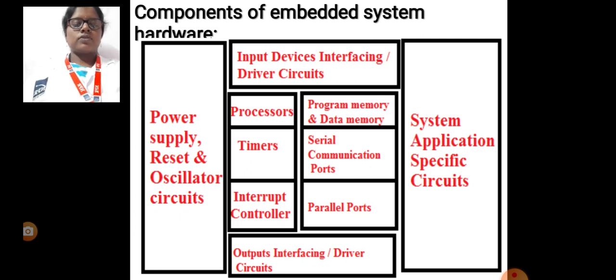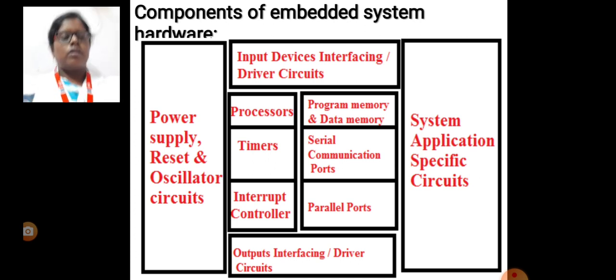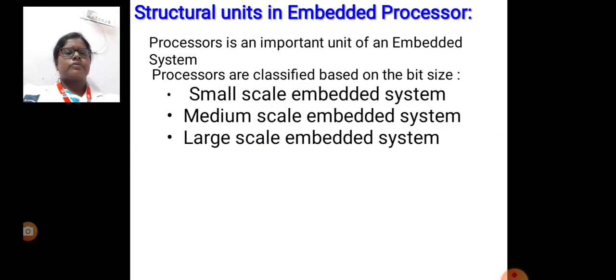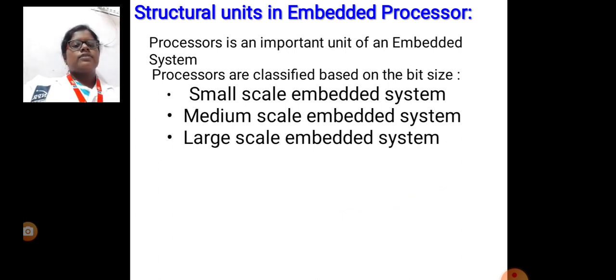An embedded system has a software design keeping in view three constraints, which are available system memory, available processor speed, and the power dissipation limit, okay. Then we can see the structural units and embedded processor. We can see three structural units. A processor is an important unit of an embedded system. It is classified based on the bit size. First is small scale embedded system, medium scale embedded system, and large scale embedded system.